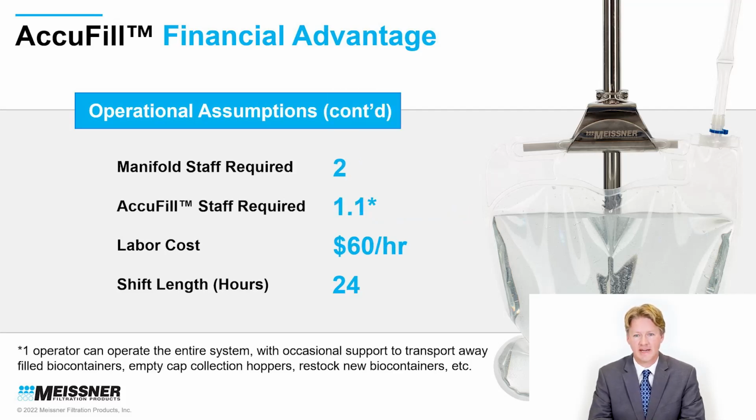We're also assuming 2 staff are required for manifold filling, for GMP verification, and for the amount of physical manipulation that's required during operations with manifolds. We're assuming 1.1 staff for the AccuFill, because while one person can operate the entire system independently, a second person is required occasionally to support operations by transporting away filled biocontainers, replenishing the stock of biocontainers to be filled, emptying the cap hopper, and other support tasks. With these staffing requirements, we're assuming a labor overhead of $60 per hour, and again, round-the-clock operation to complete the filling process.